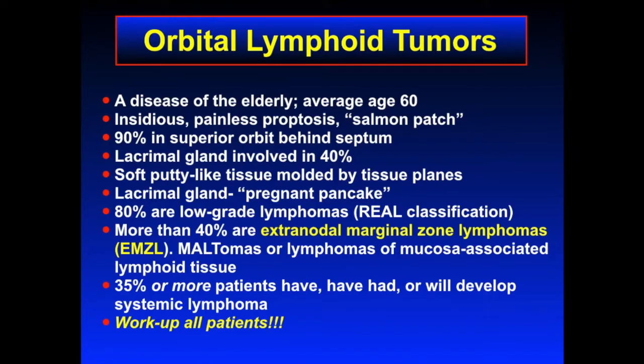The tissue is soft and tends to be molded by the tissue planes. The great majority of these are low-grade lymphomas. More than 50% are extranodal marginal zone lymphomas of mucosa-associated lymphoid tissue. The association of orbital lymphoid tumors with systemic disease is higher than that seen in the conjunctiva. In one series, 35% of the patients would develop or had concurrent systemic lymphoma. These patients need to be worked up systemically.